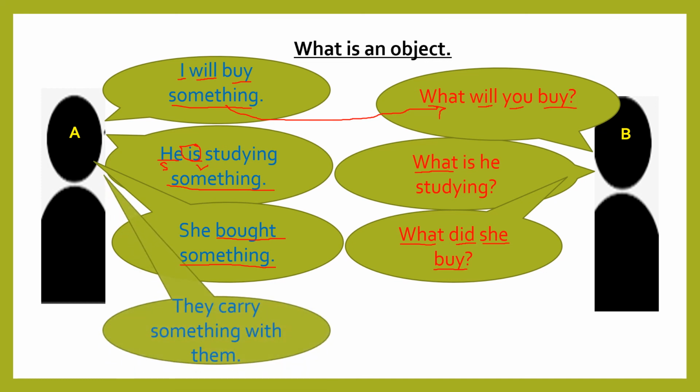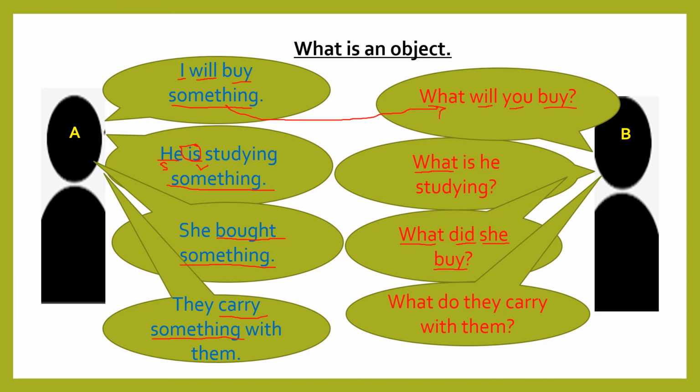Okay, and the last sentence. They carry something with them. So something becomes what. And carry is not an auxiliary verb, so we need to have do or does or did. But carry is present tense and we don't have s, so we need do. So the question we get is, what do they carry with them? Something becomes what, and carry becomes do carry, because it's present tense, and then the subject stays the same, they, and then with them. So A says, they carry something with them. And B says, what do they carry with them?